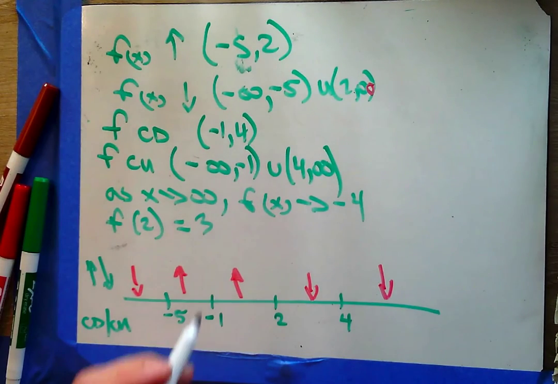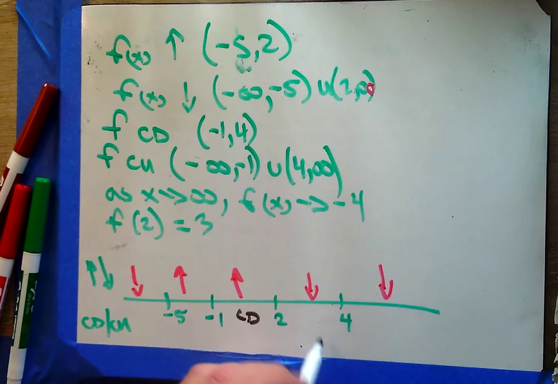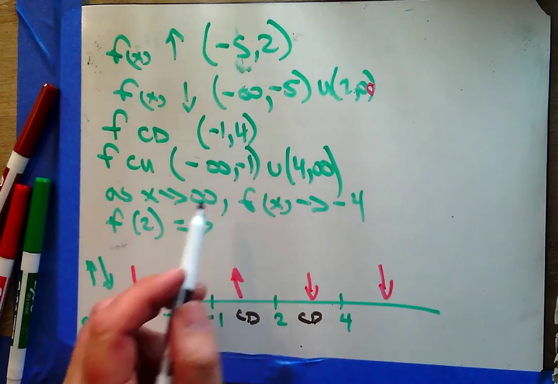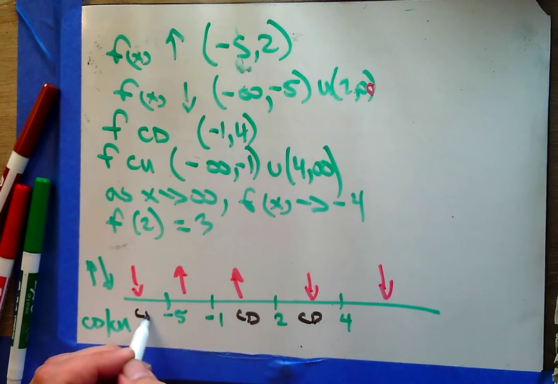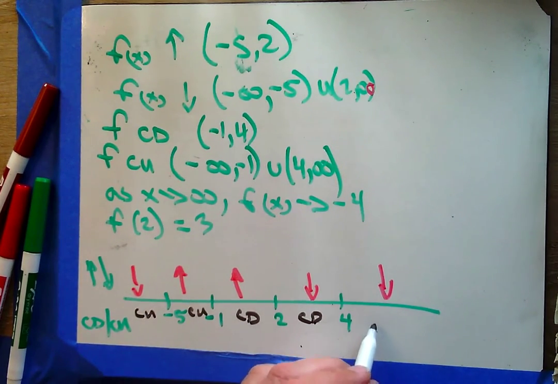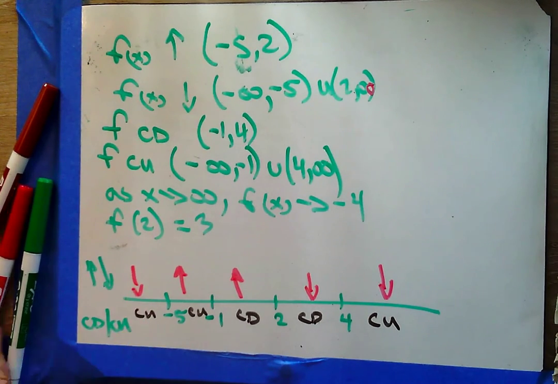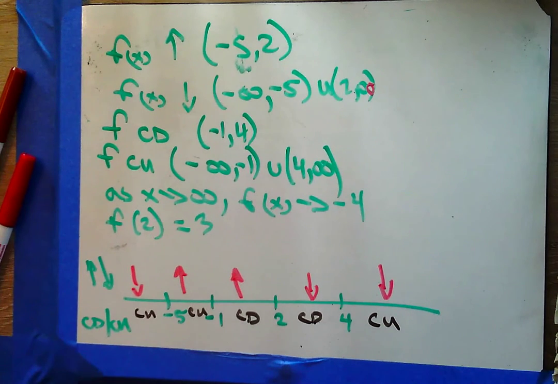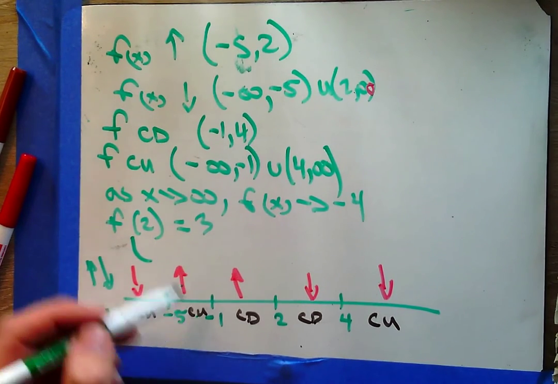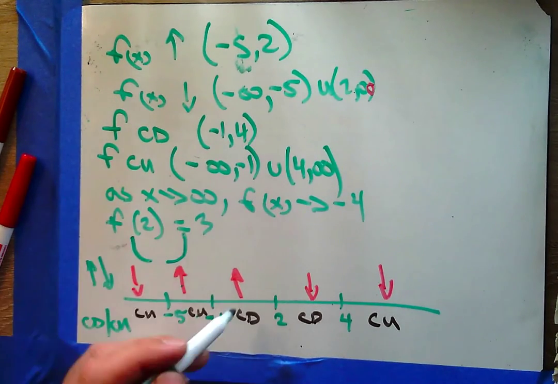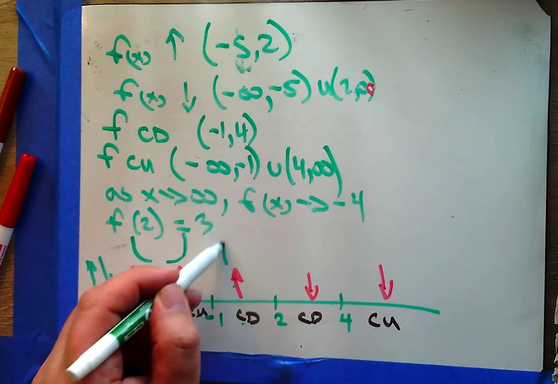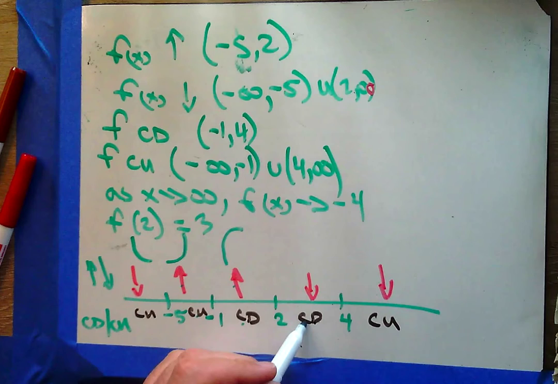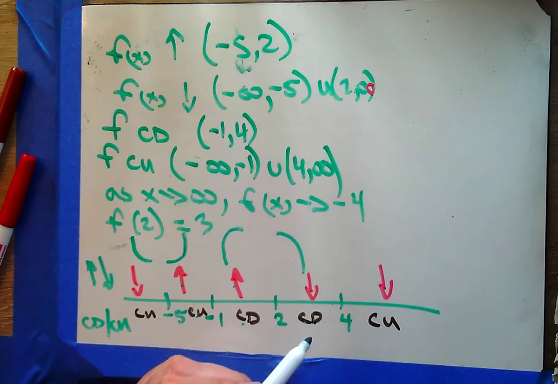I know that this function is concave down here and here, and I know the function is concave up here, here, and from 4 to infinity. Now remember, when we're talking about decreasing and concave up, that's a specific shape. Decreasing and concave up looks like this. Increasing and concave up looks like this. Increasing and concave down looks like this. Decreasing and concave down looks like this. Decreasing and concave up again looks like that.